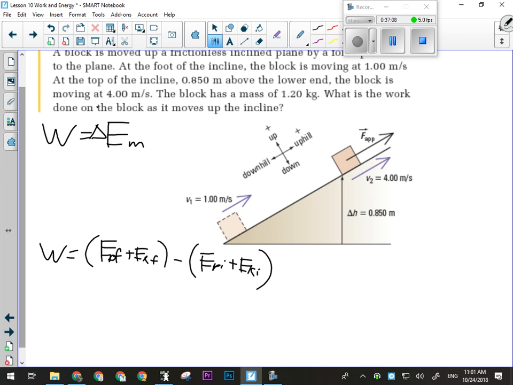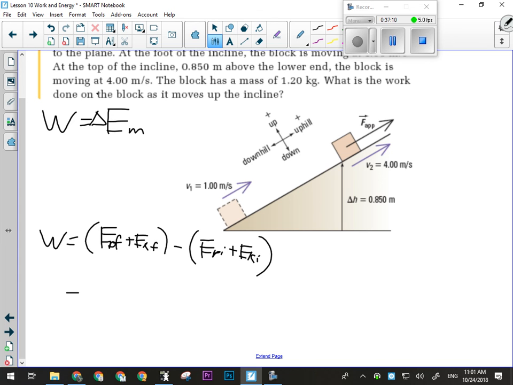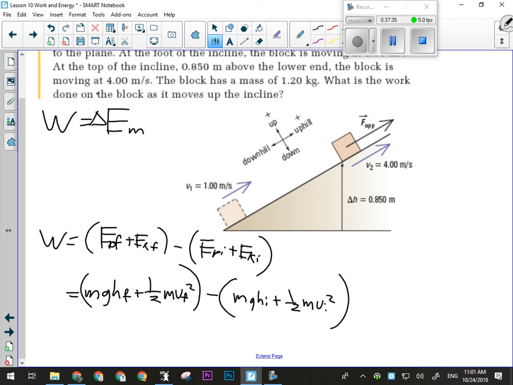Now, I need to expand that out even further. I need to put in the formulas for potential and kinetic energy. So I'm going to have m times g times h final plus 1/2 mv final squared, minus m times g times h initial plus 1/2 mv initial squared. So all I've done is put in the formulas for potential and kinetic energy into that.